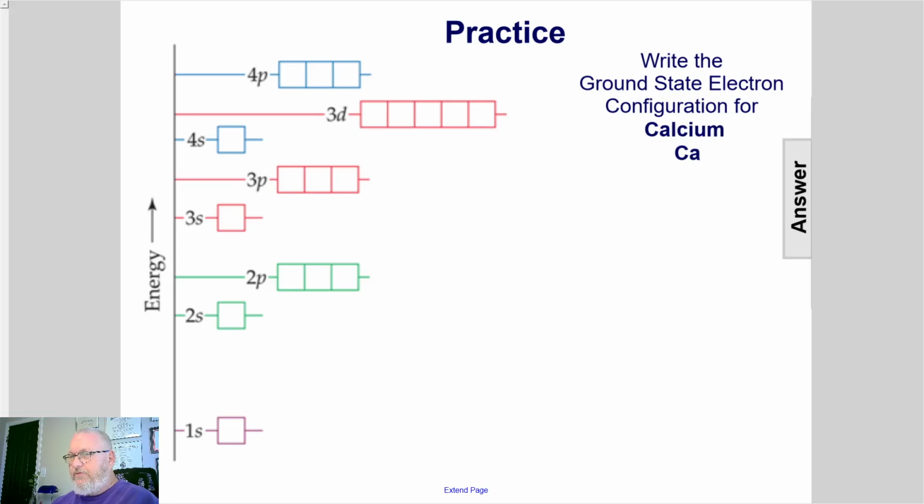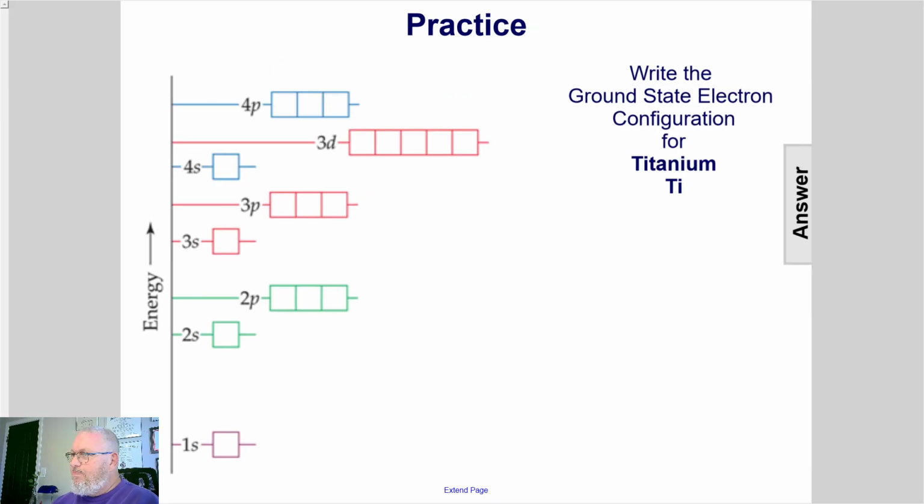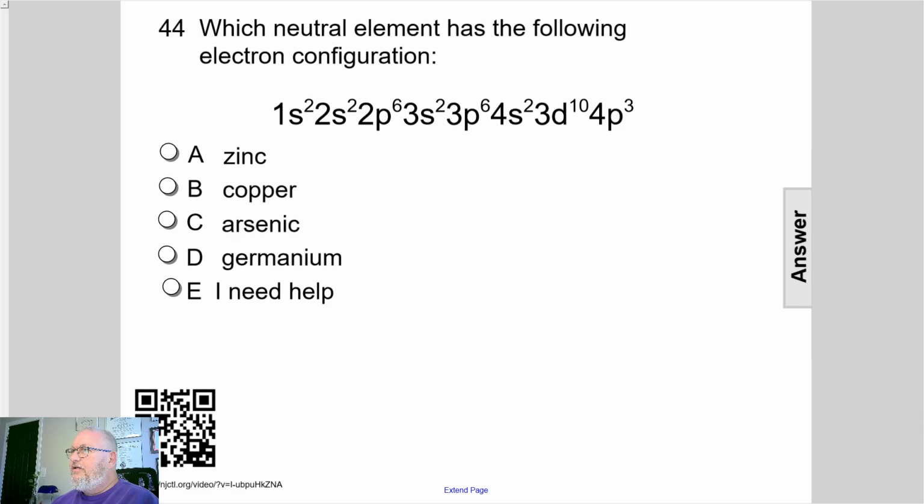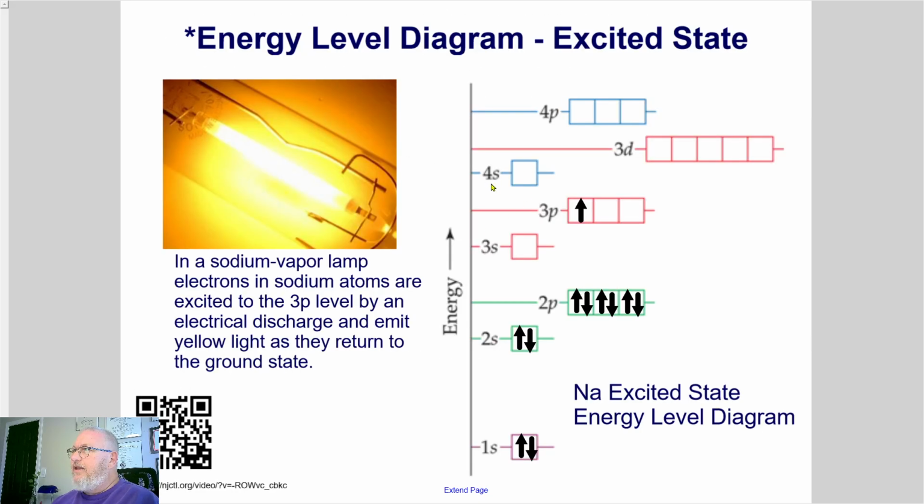We'll practice some of these in class, or you can work on them now if you want to. All right, so we did all that. Now let's talk about excited states. Remember the first part of the unit, we talked about an electron getting excited and going to a higher energy level. Same thing here with the quantum model.